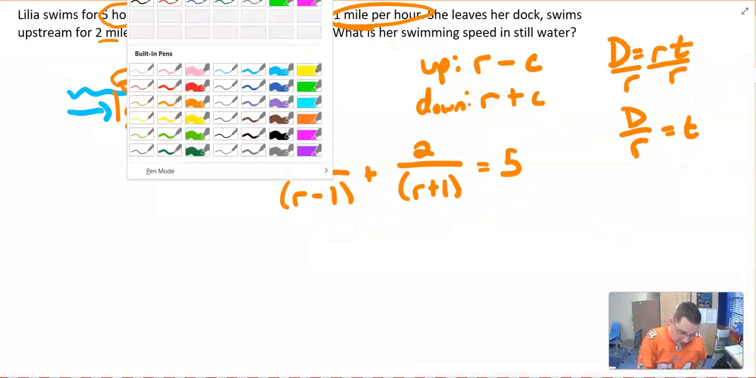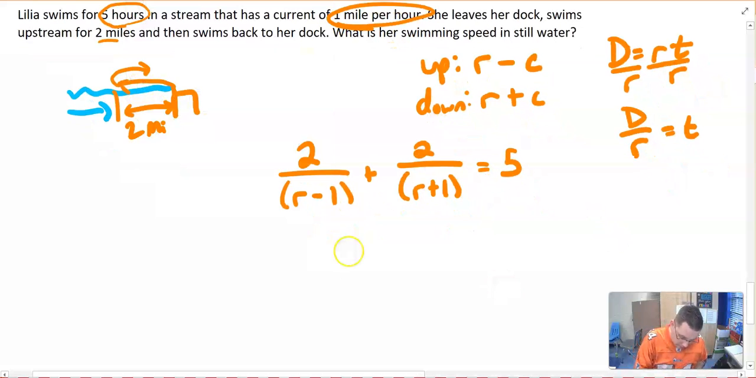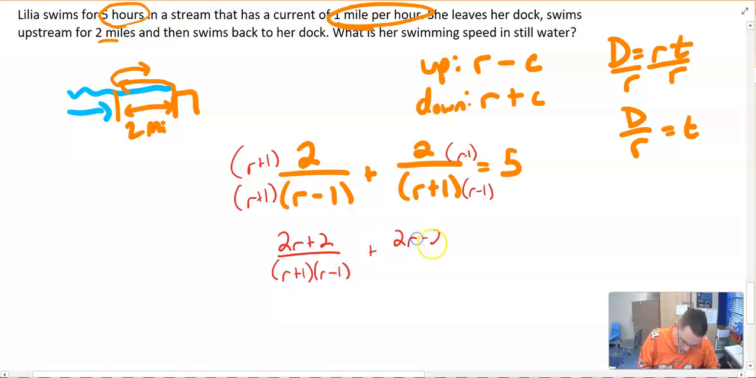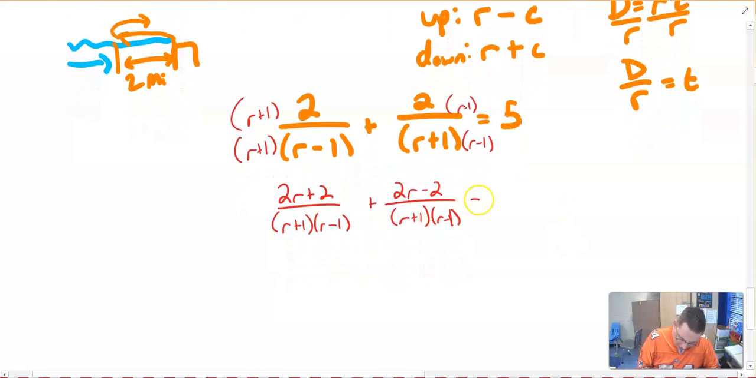We've got to get a common denominator and deal with that. To get a common denominator, it's just going to be these two pieces multiplied together. So we're going to multiply this fraction by r plus 1, and this fraction by r minus 1. I don't need to do anything to the other side at the moment because it's just a number over there. So multiplying this out, we're going to get 2r plus 2 over r plus 1 times r minus 1, plus 2r minus 2 over r plus 1 times r minus 1. That's the common denominator, and that's equal to 5.